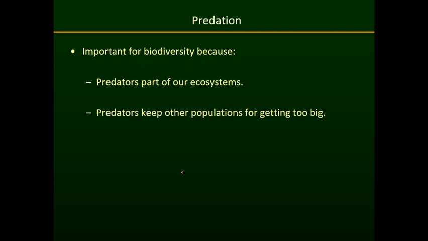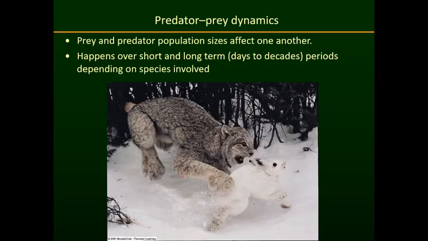We talked about ecosystem services very early in the class. I think it was the first class, and we'll be talking about them again soon. Okay, let's move on. I want to talk about predator-prey populations and how they interact with one another. Predator-prey populations affect one another. If you have a lot of predators, then prey populations go down. If you have a lot of prey, predator populations can increase, okay? And this can happen over both short and long-term periods depending on the species, right?